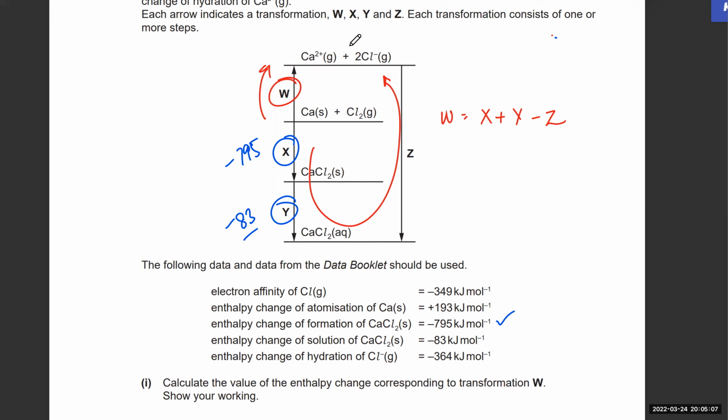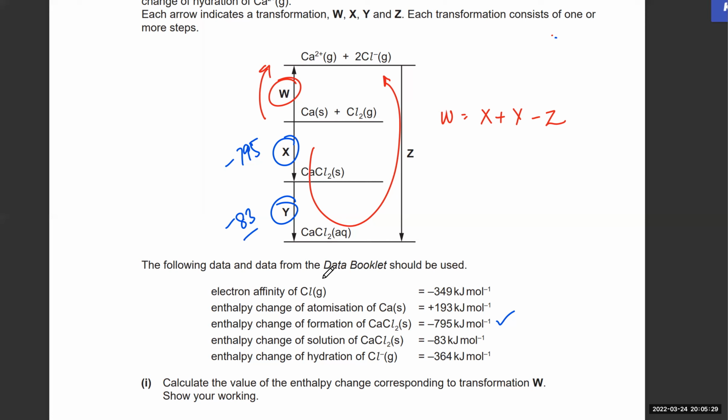I said Z is lattice energy. Gaseous ions turning into solid. So that is lattice energy, and Z is what is lattice energy over here? Did they give us lattice energy? No, it's not lattice energy. What is Z? Z is not lattice energy. Gaseous ions turning into aqueous ions. What is that? Hydration. Okay, that is hydration.